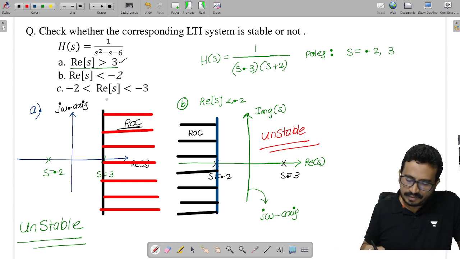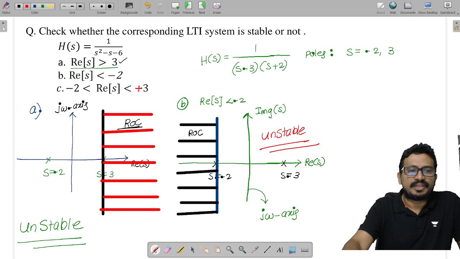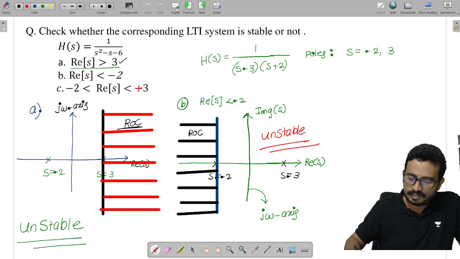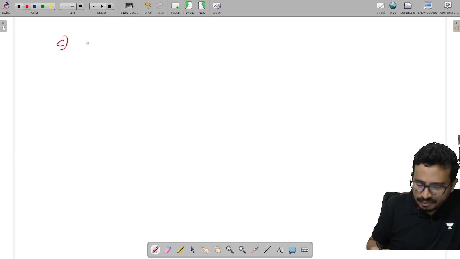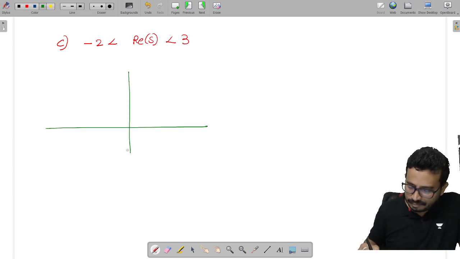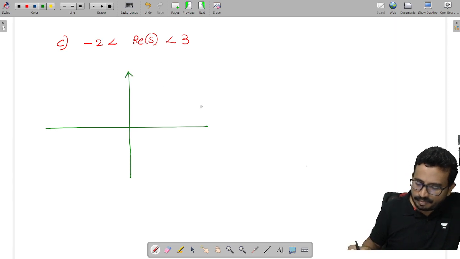Now third case, ROC lies between -2 and +3, not -3. Do correct it, +3. Okay, in this case, -2 less than real part of S less than 3. So, in this case, how do we have the poles? This is my real part of S and this is the imaginary part of S.